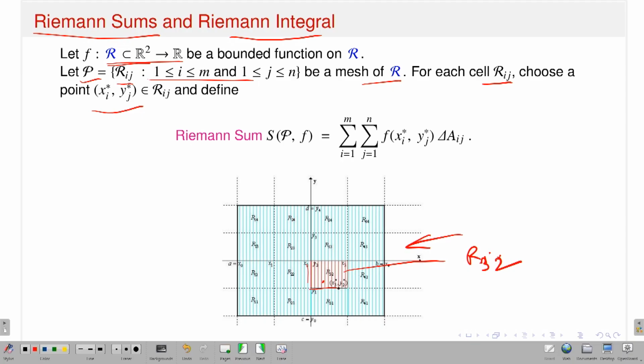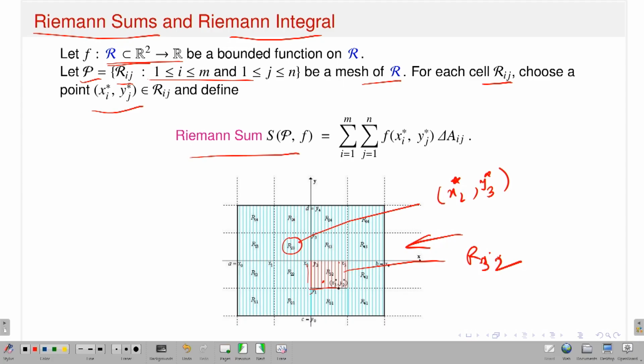What you do is choose any point from your cell R_ij. In other words, I am drawing a picture here. For example, this is the cell R_23. Take any point from here, say (x_2*, y_3*). So you take any point in R_ij, which I denote (x_i*, y_j*). It could be a corner point or an interior point. And then define a Riemann sum.